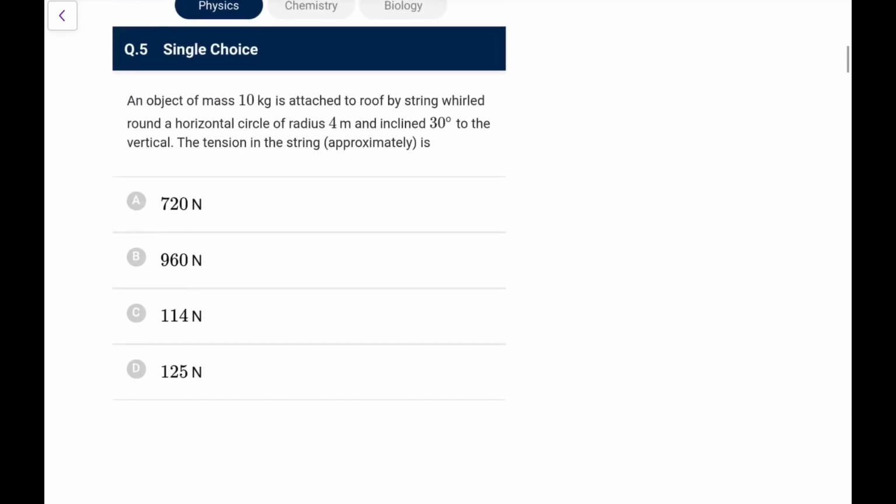Next one. You have an object of 10 kg attached to a roof by a string, whirled around a horizontal circle of radius 4 meter, inclined 30 degrees to the vertical. That means it is a conical pendulum, that is what you call it. So it goes like this. This is 30 degrees. The radius is given as 4 meters.